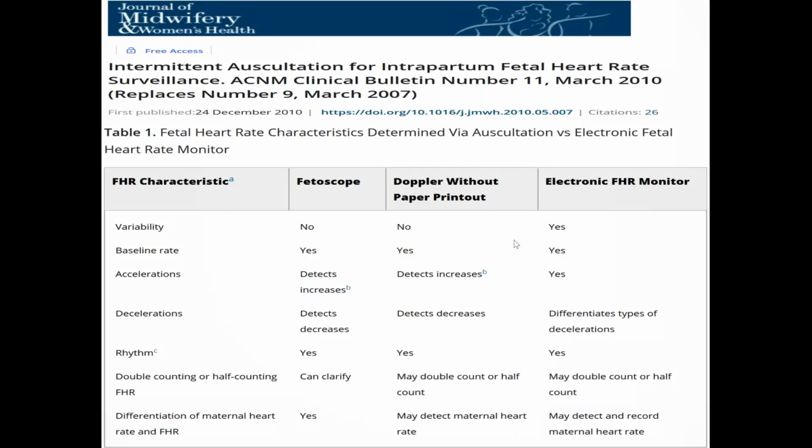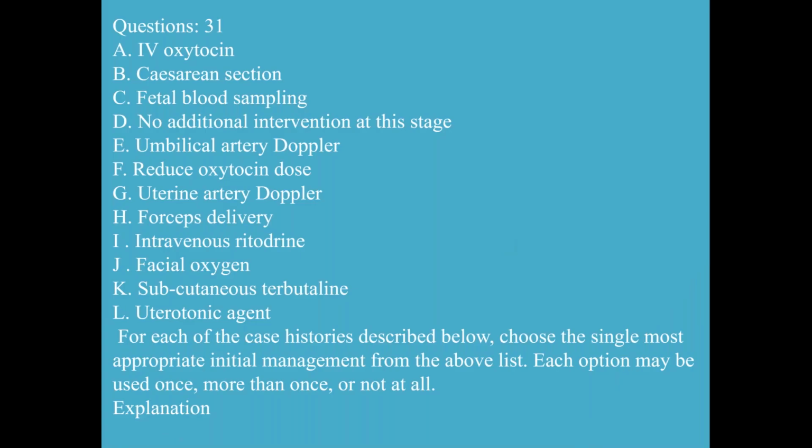Okay, next question. Question 31. For each of the case histories described below, choose the single most appropriate initial management from the above list. Each option may be used once, more than once, or not at all. So yes, lots of options.